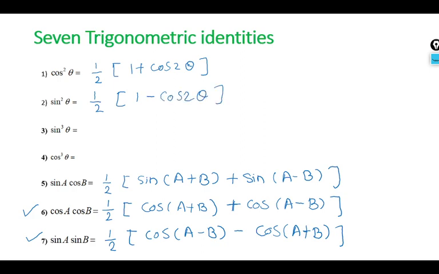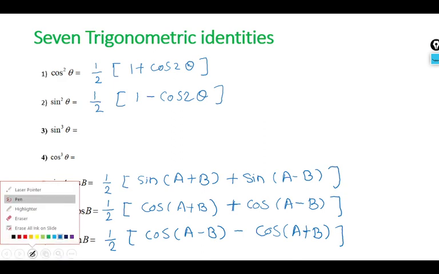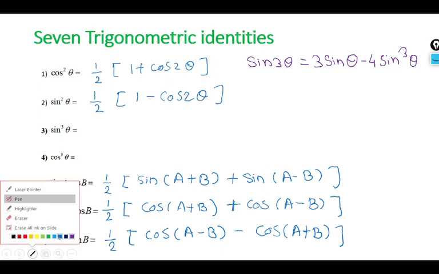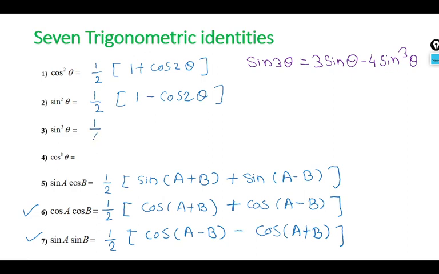Okay, and lastly, two formulas are there. For that you should know the triple angle formulae. Say sine 3 theta. Sine 3 theta is 3 sine theta minus 4 sine cube theta, and from this we can get a formula for sine cube theta. That formula is 1 by 4 times 3 sine theta minus sine 3 theta. That's the formula for sine cube theta.